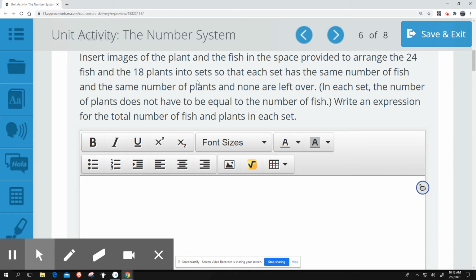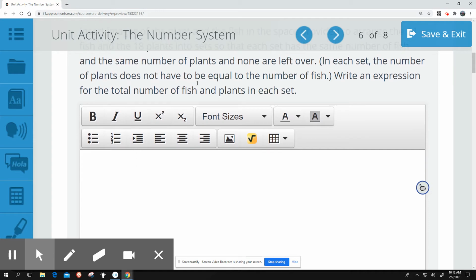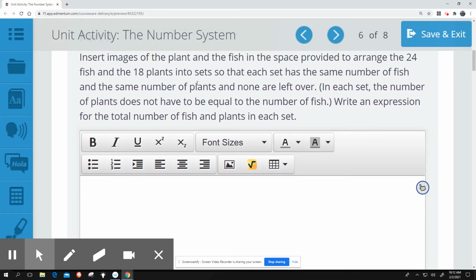So we are trying to find out how many sets we can make so that each set has the same number of fish and the same number of plants, but the plants and fish aren't equal to each other. And so I'm going to tell you that this is going to be a factor situation, okay? So if I have 24 fish, and if I could, I would make a T-chart, but a T-chart's really hard to do when I'm typing. So I'm just going to find the factors of 24.